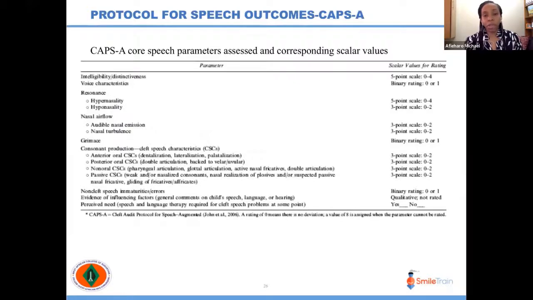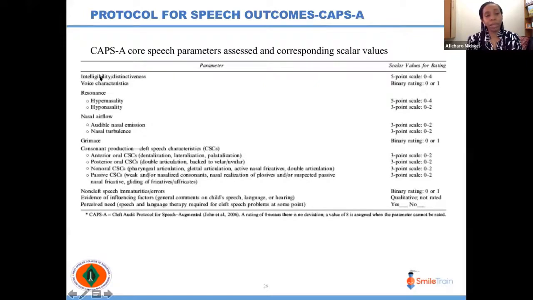A tool for speech outcome is the CAPS-A, which is the Cleft Audit Protocol for Speech Augmented. This protocol was developed in order to enable speech language pathologists across the UK to compare their outcomes, and they identified critical points in speech that were important to determine the need for, for instance, ongoing speech therapy or repair of velopharyngeal insufficiency.